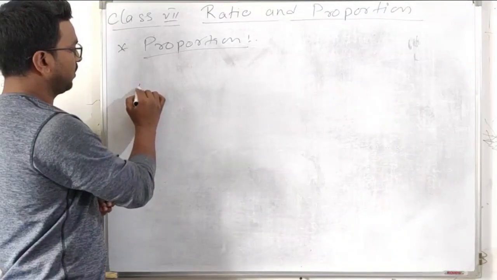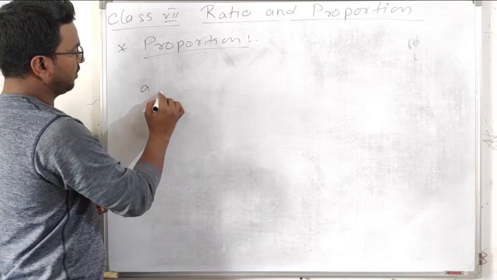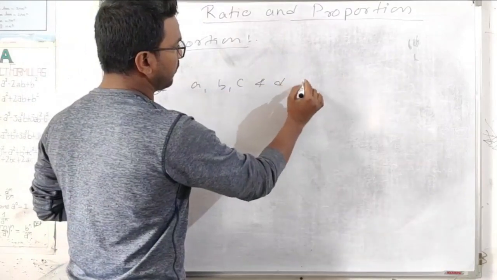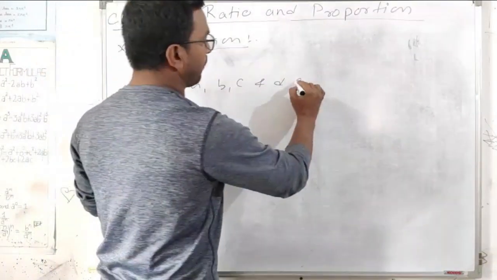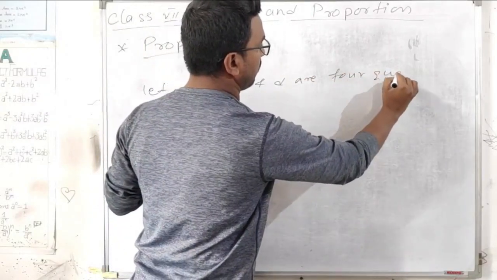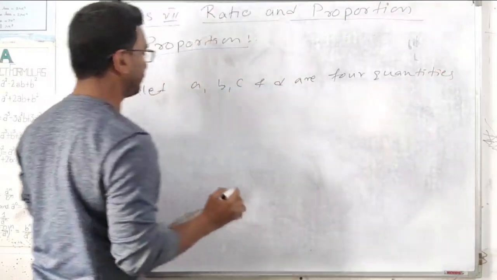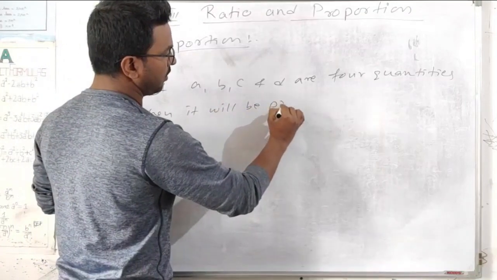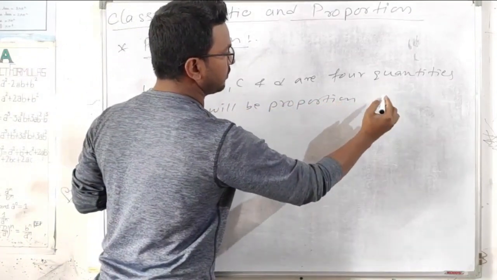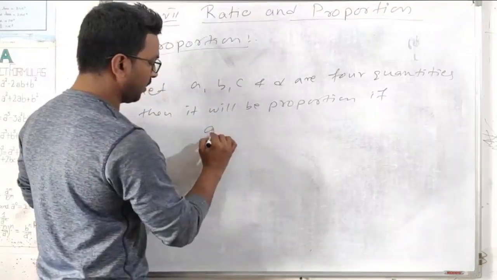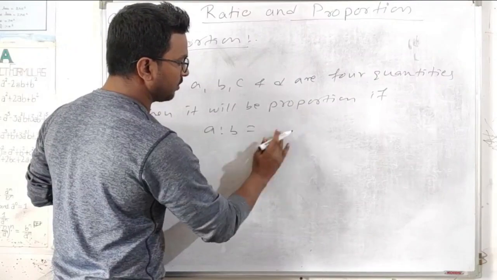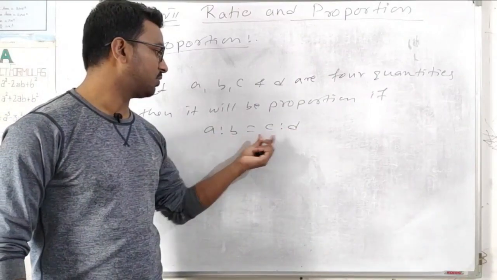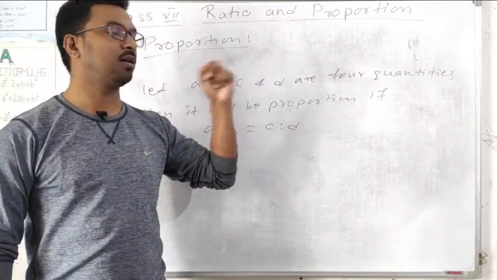Let A, B, C and D are four quantities, then it will be proportion if A is to B is equal to C is to D. Okay, if the ratios are equal, if this ratio is equal to this ratio, then we can say that A, B, C, D are proportional.